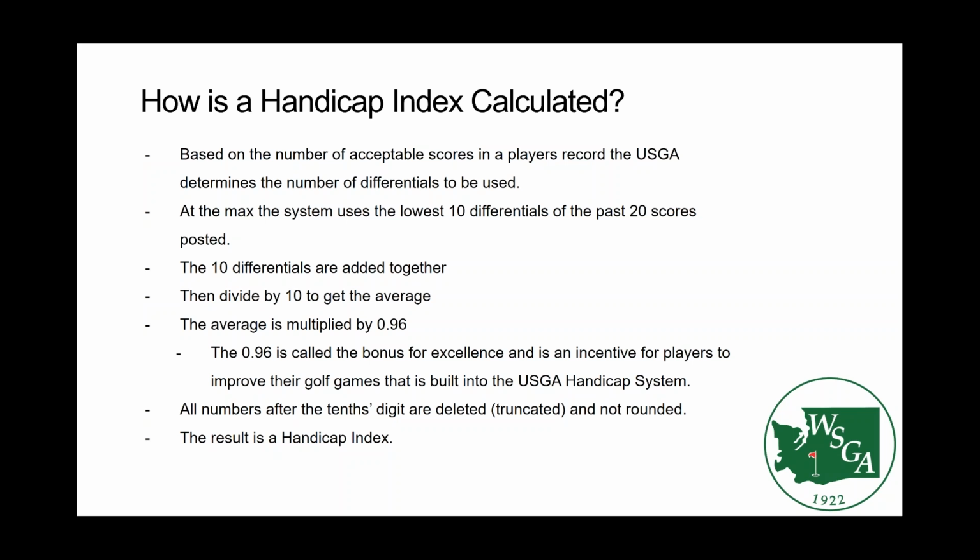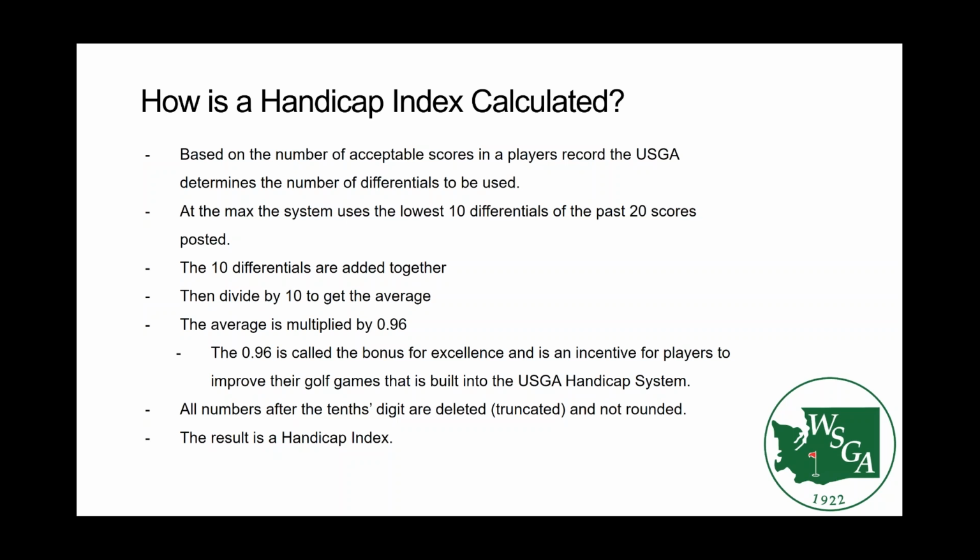We add those 10 together, divide by 10 to get the average, and then the average is multiplied by 0.96. The 0.96 is called the bonus for excellence, and it is an incentive for players to improve their golf game that the WSGA system builds in. As I said, it's meant to incentivize, because the lower your handicap is, the less that affects you. Then all numbers after the tenth digit are deleted, or what they call truncated, so we do not round when we figure out a handicap index.